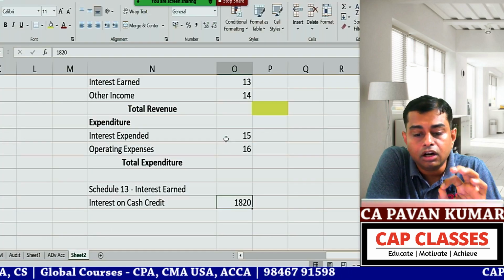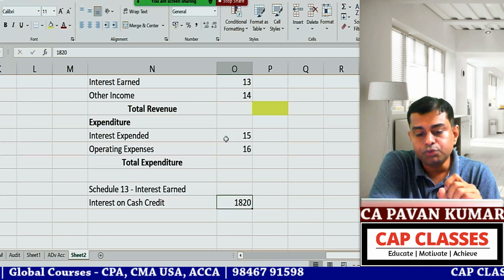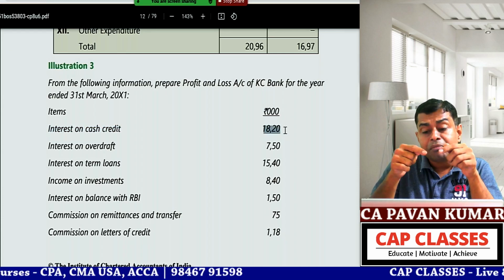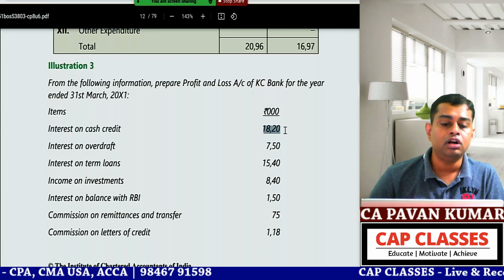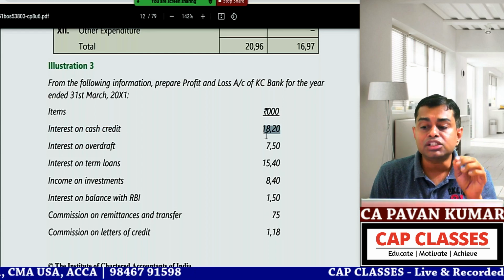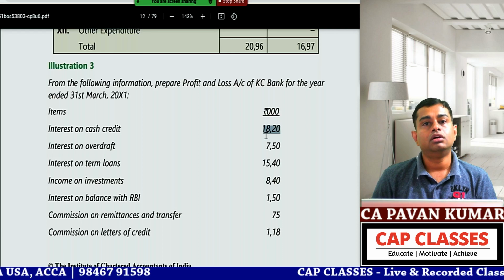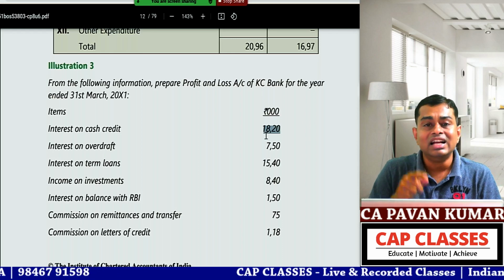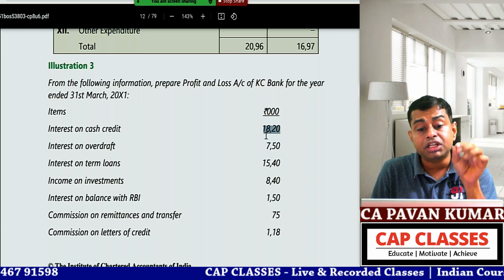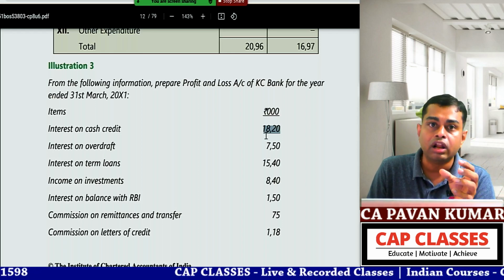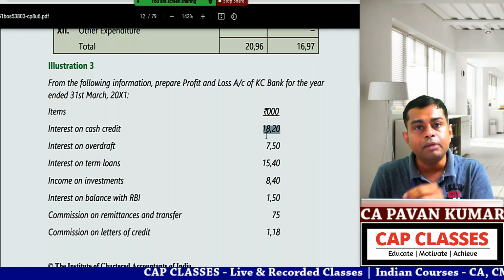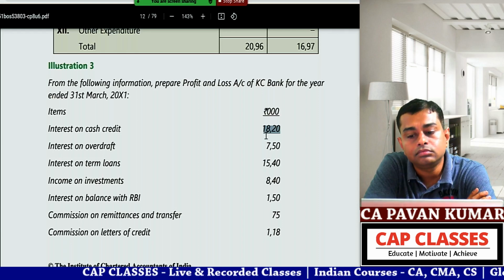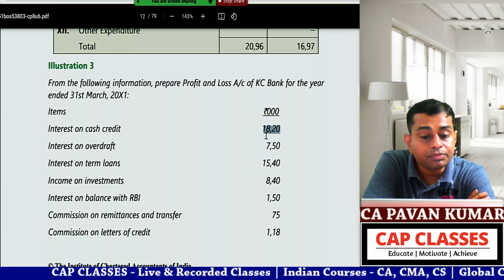In this question, two very interesting things are there. First one is this cash credit 1820 they have taken. Somewhere in the problem they have told that this includes interest on NPA cash credit also. Now as an auditor or accountant, you will slap the person who prepared this and say, interest on cash credits which are regular accounts is on accrual, but interest on cash credits which are NPA, you will take only on cash basis, no? So that adjustment is to be done.